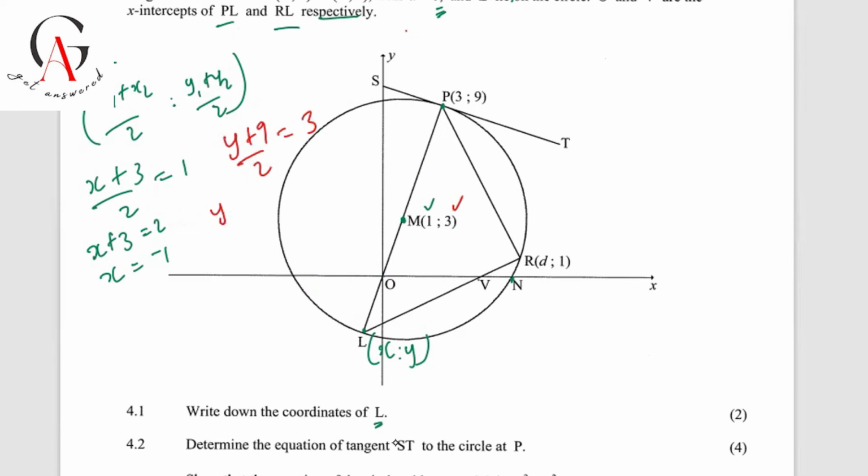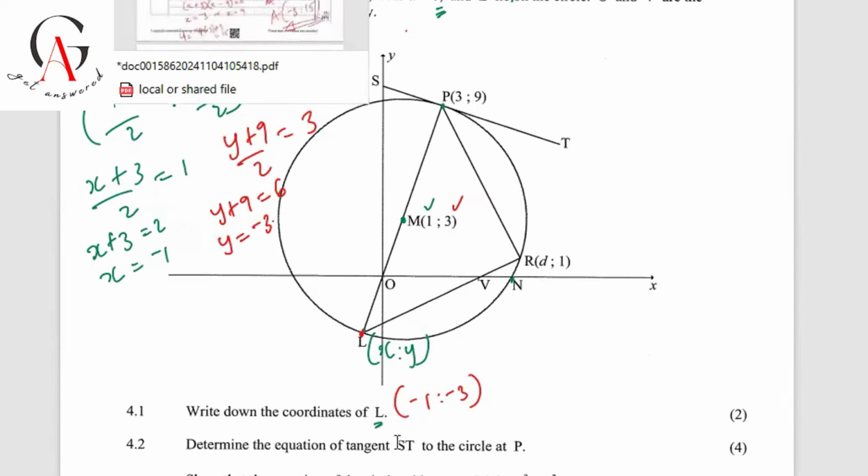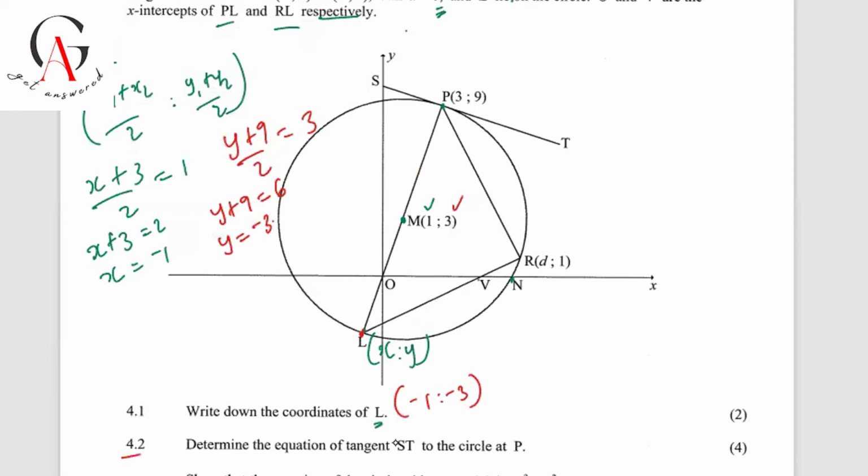Cross multiply, y plus 9 is going to give me a 6, which means y is -3. So coordinates of L are -1 and -3. It's in the fourth quadrant there. Sorry, the third quadrant.